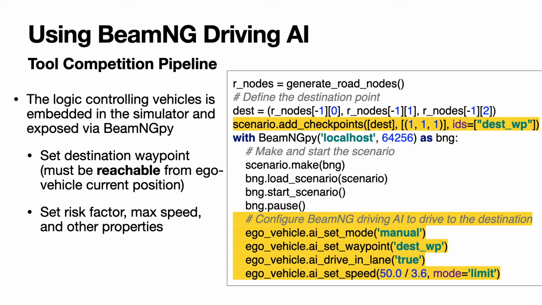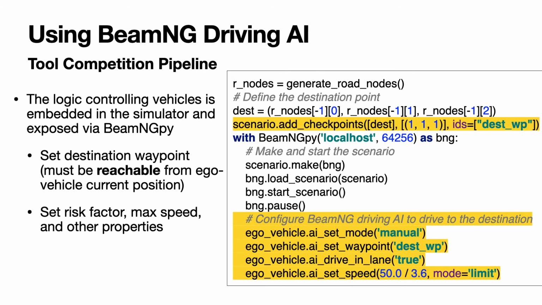So let's see how we can exemplify these three different ways of including test subjects. The first one is to use the BeamNG driving AI. BeamNG comes with a smart AI that can drive a car. It can keep the lane, drive inside the lane, and avoid, to some extent, crashing into other cars and such. The API, BeamNGpy, exposes some methods to configure this driving agent, and they are all prefixed with ai_something.